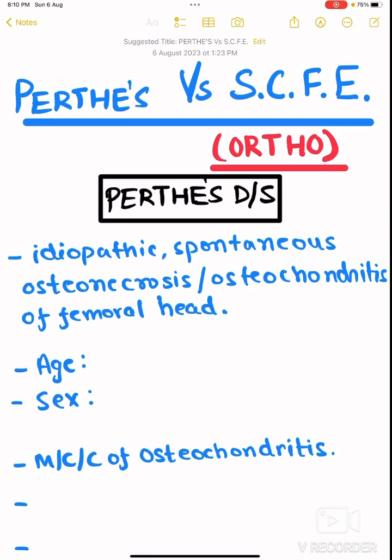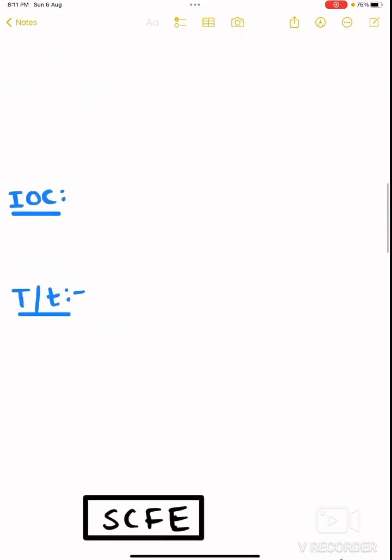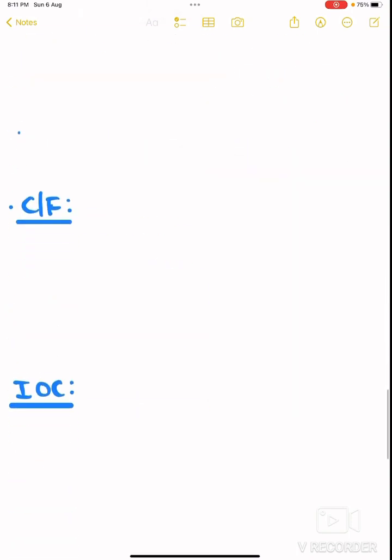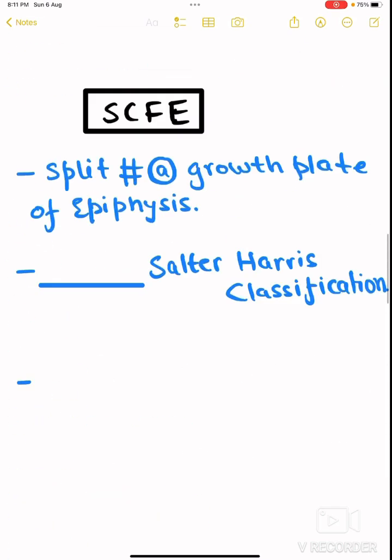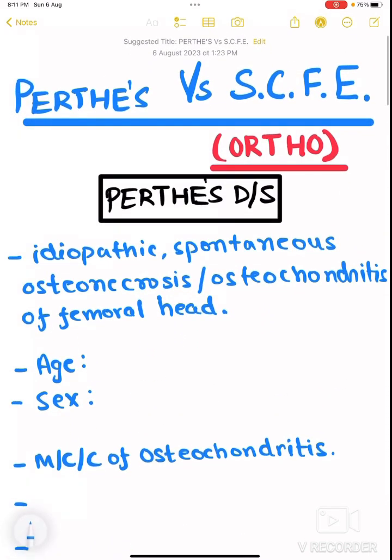In a clinical scenario, just a single word can change your diagnosis, or just the age of the patient can change your diagnosis. So although I'm going to discuss everything about Perthes and then everything about SCFE in a very short manner, I will try to make it short, but at the end I will tell you what will actually help you to solve this particular question, right? So let's start. Perthes disease.